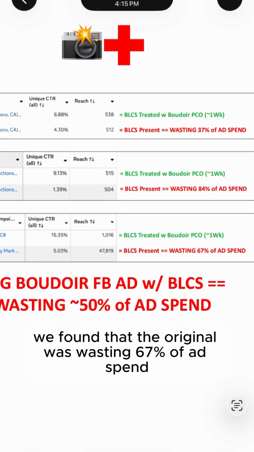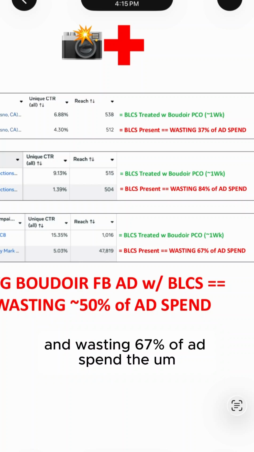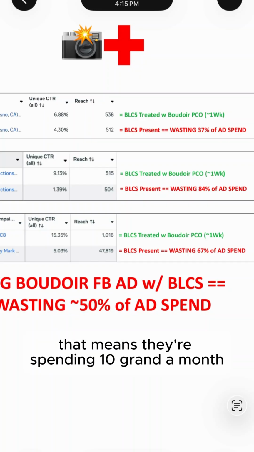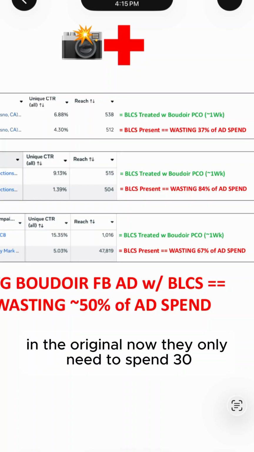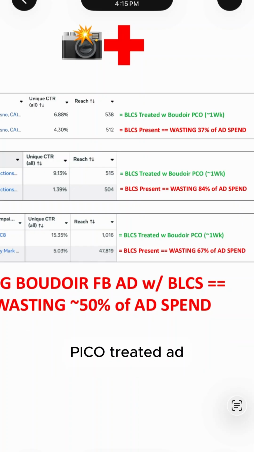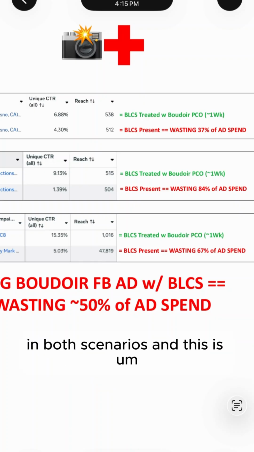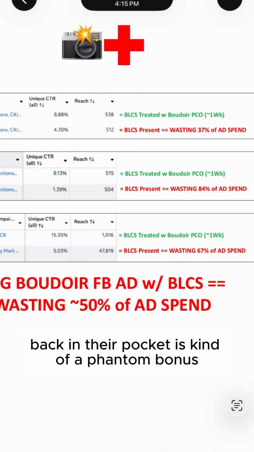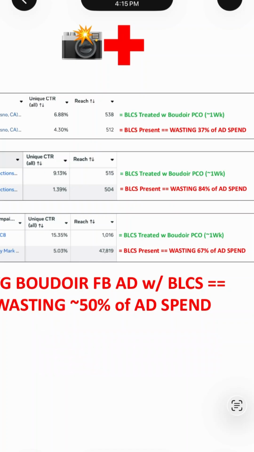So we found that the original was wasting 67% of ad spend. That means they're spending 10 grand a month in the original. Now they only need to spend $3,300 a month with the Boudoir Pico treated ad and get their ad into the same number of women's brains in both scenarios. And they can pocket that $6,700 a month back in their pocket as kind of a phantom bonus. That's like 80K over the next 12 months.